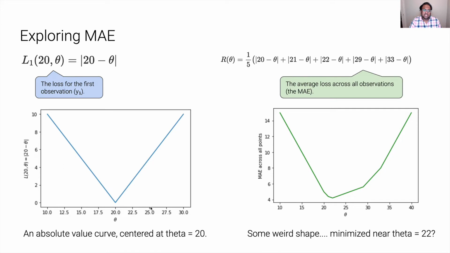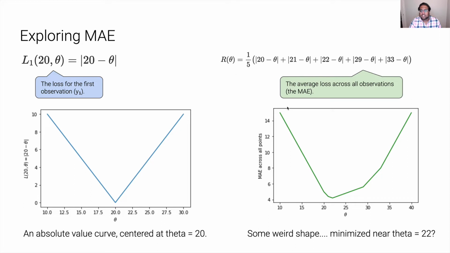So what this is saying is, if I choose my value of theta to be 27.5, whatever this is will be the loss. And so you can see here on the left, loss is minimized when I set theta equal to 20, which makes sense because when theta is 20, the output of the absolute value of 20 minus theta is 0, which is as small as possible.